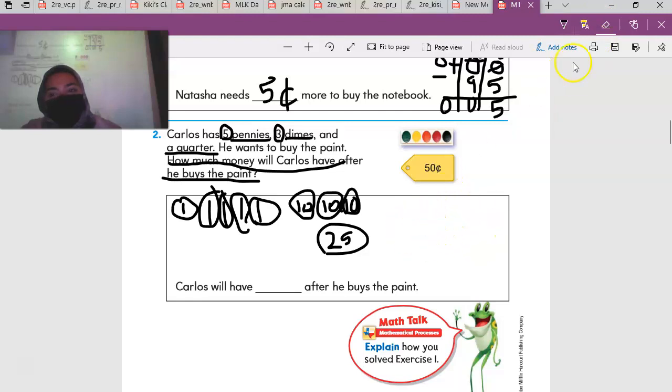That's wrong. How come nobody said anything? But then what? Okay, let's add. 25 plus 10 is 35, 45, 55, 56, 57, 58, 59. Whoa, guys, what comes after 59? 60. 25, 35, 45, 55, 60. The paint costs 50 cents. What's 60 take away 50?